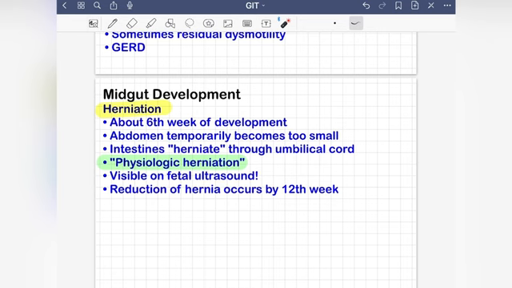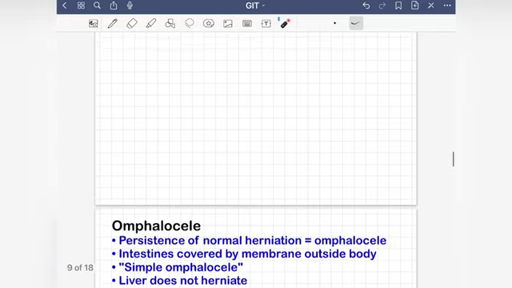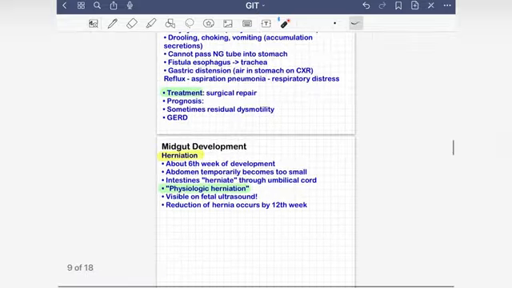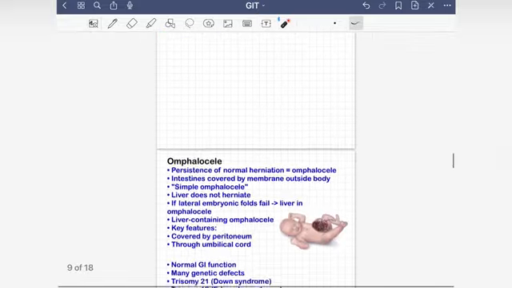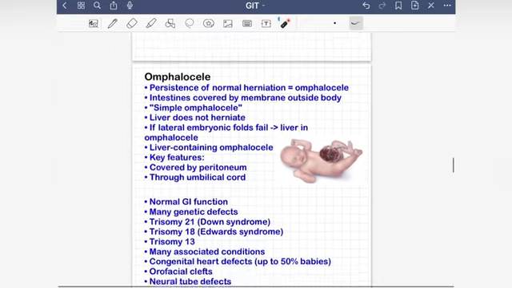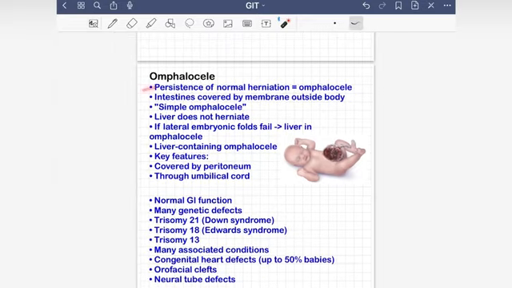When the membrane only contains intestines, it's called simple omphalocele. Normally, the liver does not herniate. However, if the lateral embryonic folds fail to form, then the liver can sometimes be in the omphalocele. This is a more complex defect. This is called liver-containing omphalocele. The key features to know about this, especially for your exams, are the intestines and the midgut are covered by peritoneum, which distinguishes it from gastroschisis, which we'll talk about in a minute, and also that it is through the umbilical cord. This feature also distinguishes omphalocele from gastroschisis.